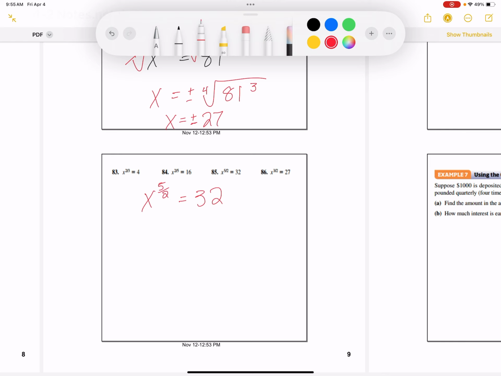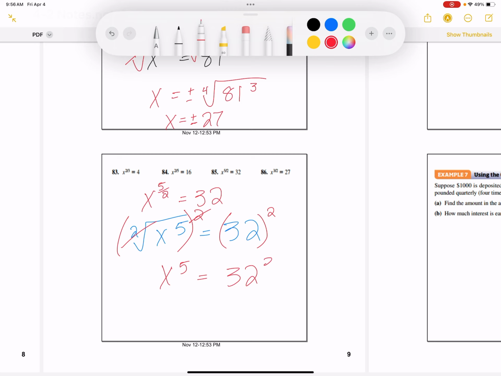I'm going to rewrite it first. So this is the square root of x to the 5th equals 32. All right. And then first I get rid of the square root. The opposite of a square root is a square. The square and the square root cancel out, and I've got x to the 5th. I have to do the same thing to both sides, right, so that equals 32 squared. I'm not going to worry about figuring out what that is yet.